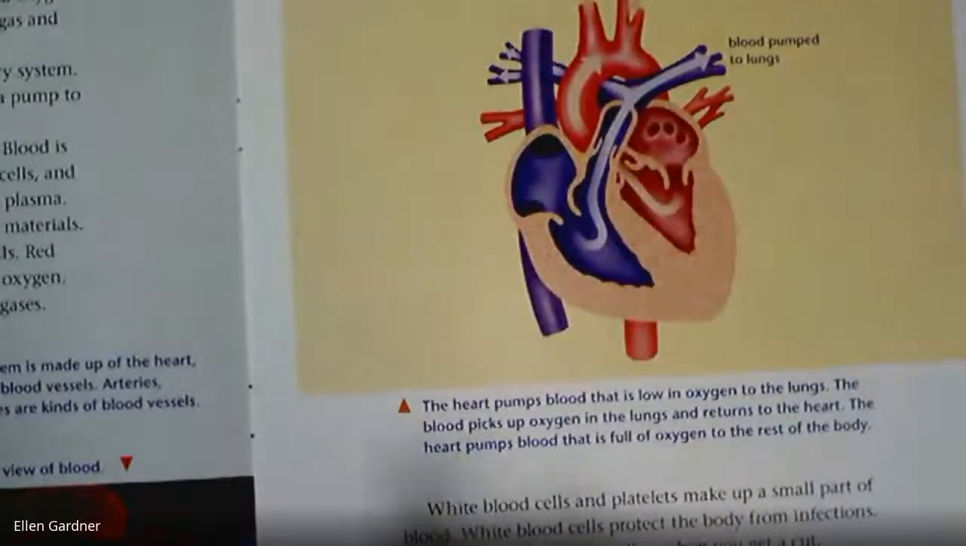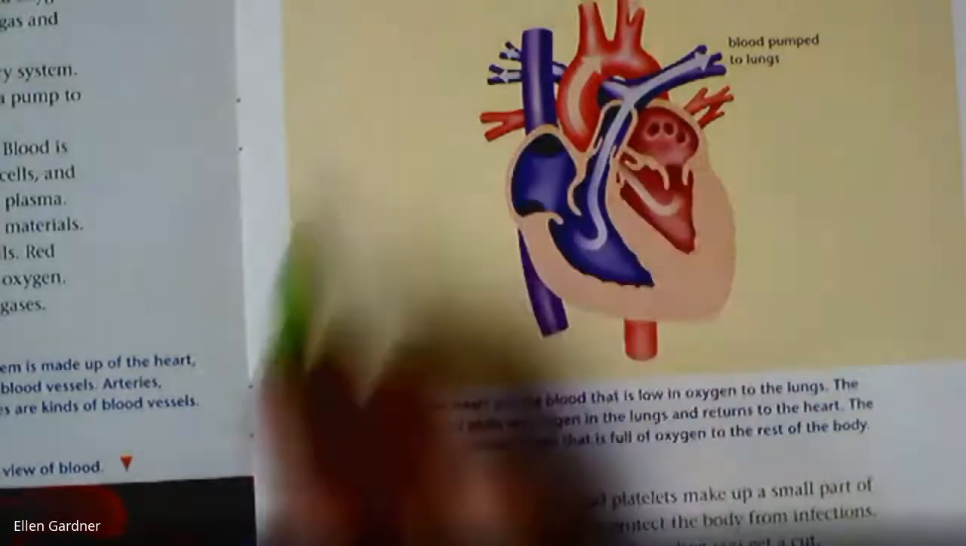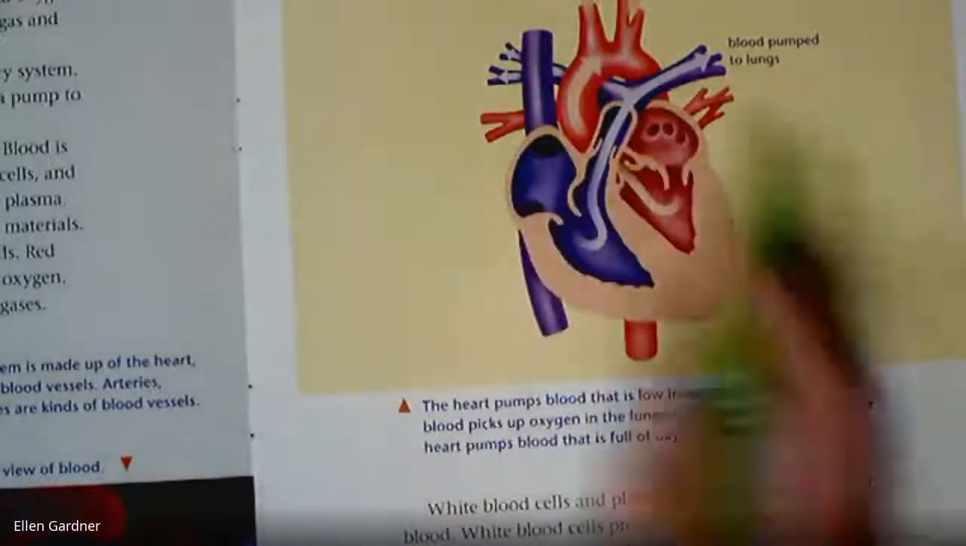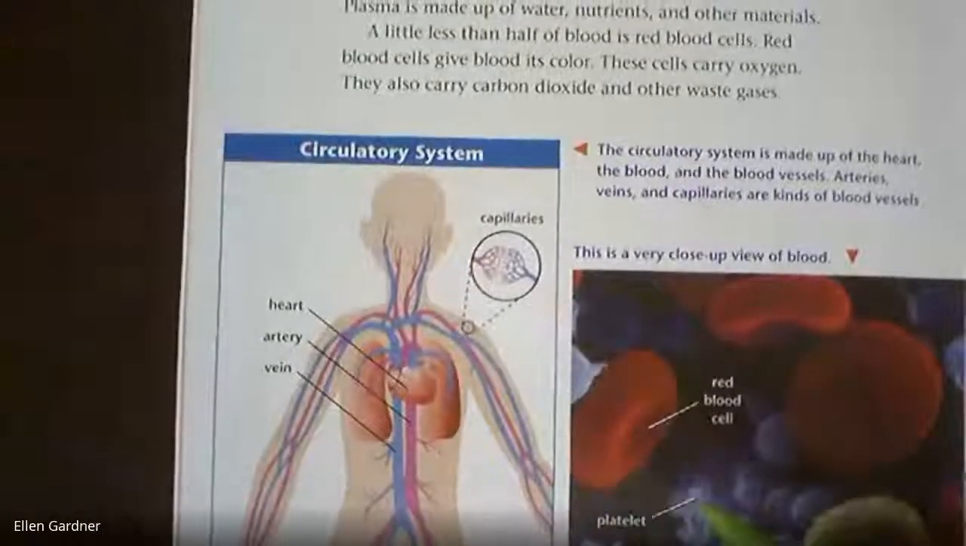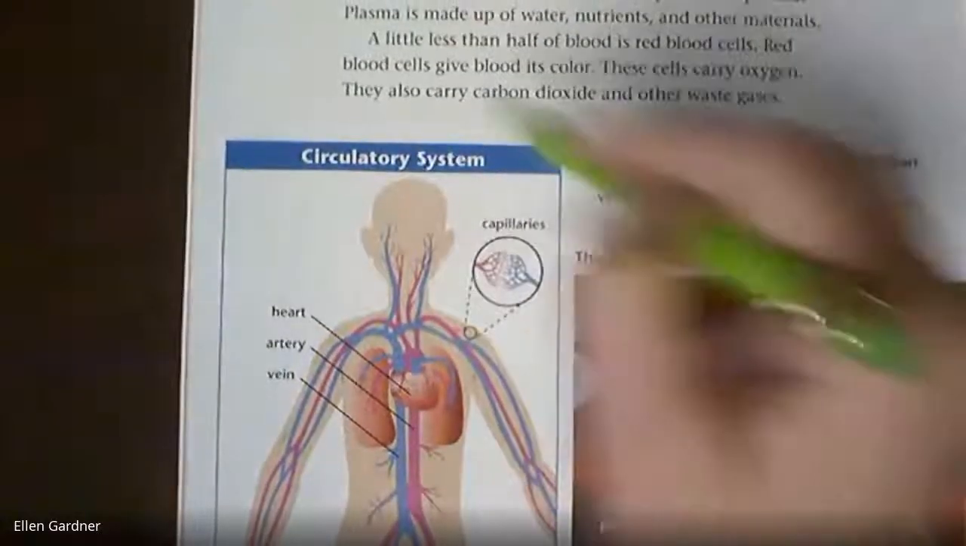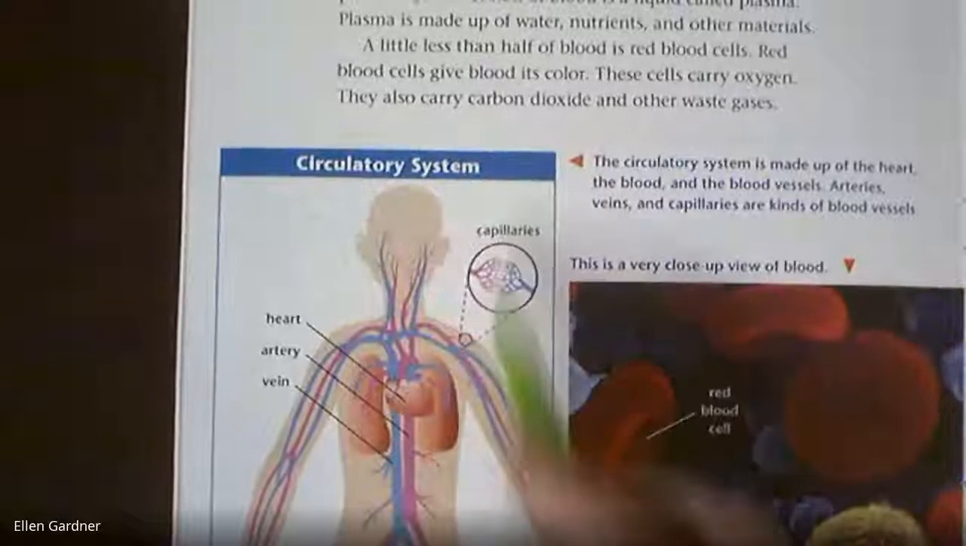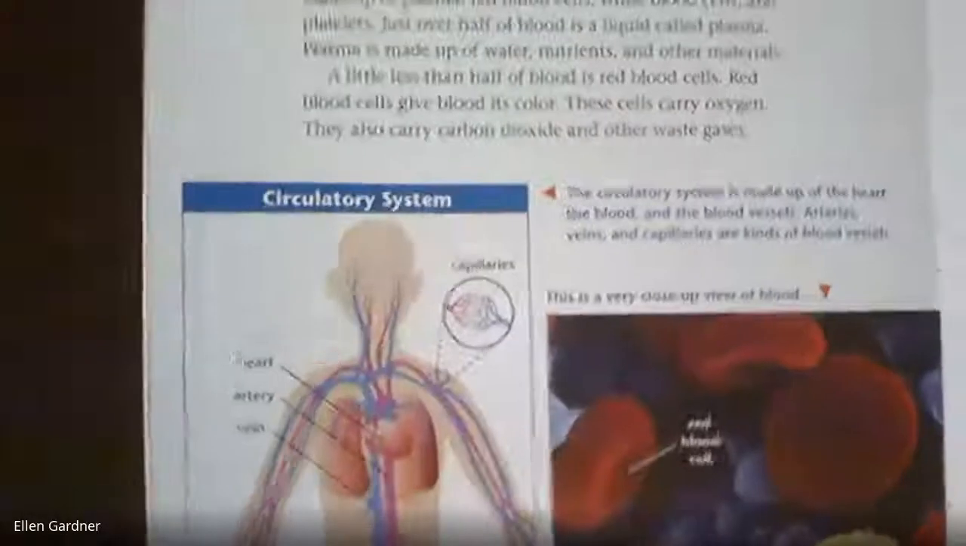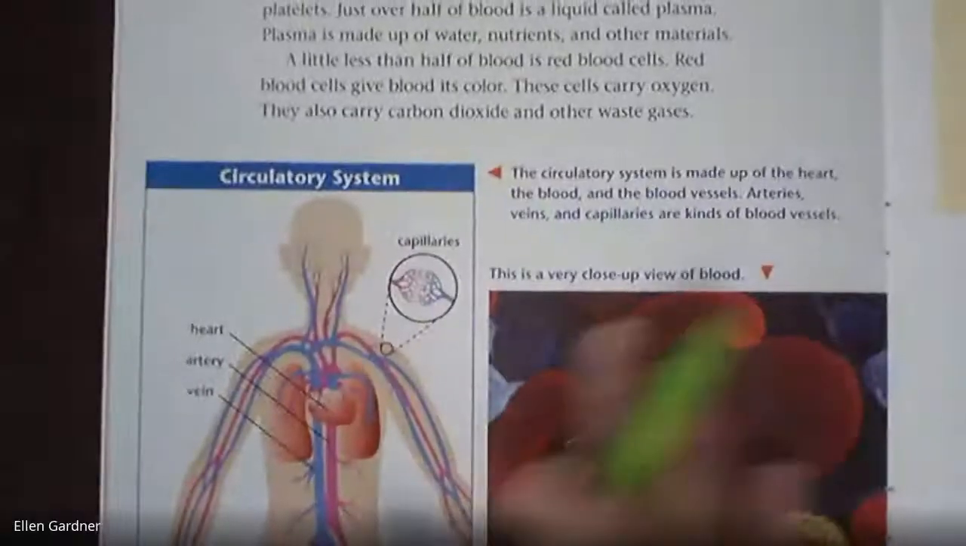So the blood picks up oxygen in the lungs and returns to the heart. So it's circulatory, think of a circle, because it's constantly flowing. We could have arrows pointing here, but it's going in this circle all around your body and lungs and heart. It's flowing through your body. It's not just going in one direction.